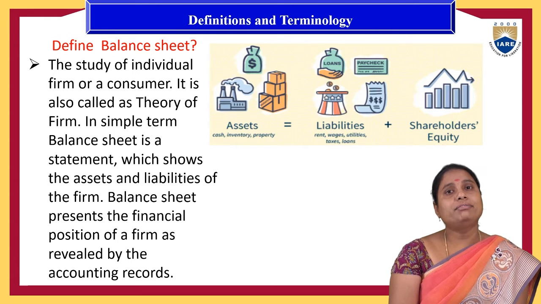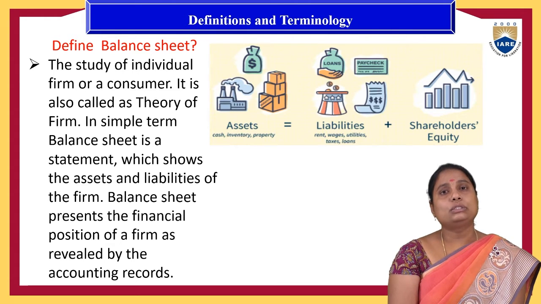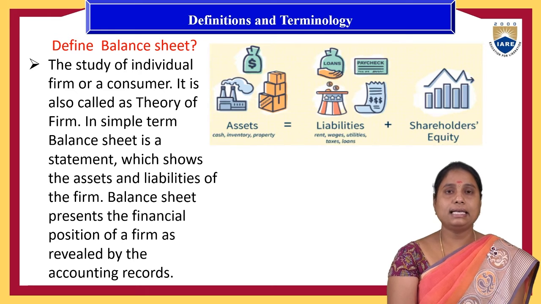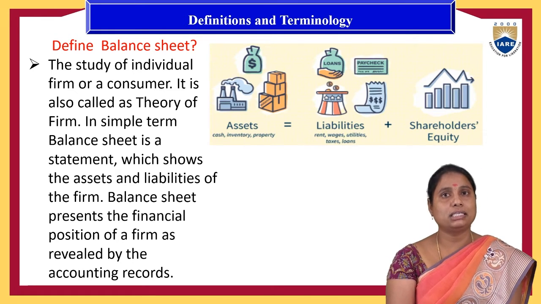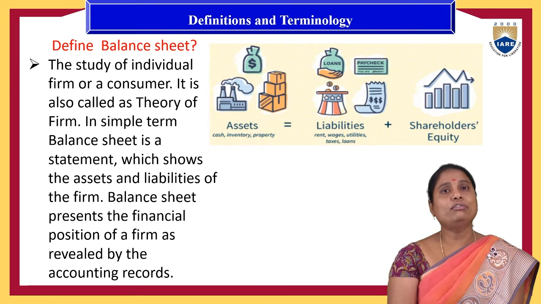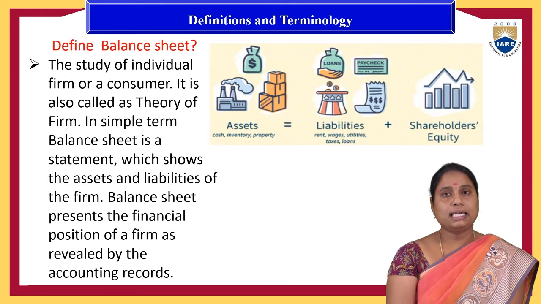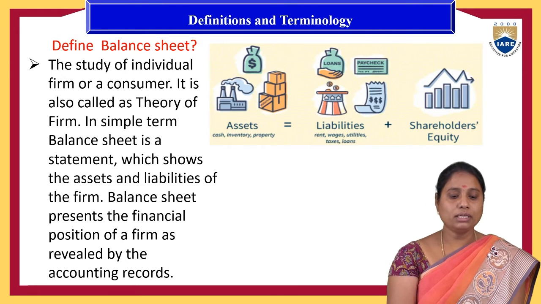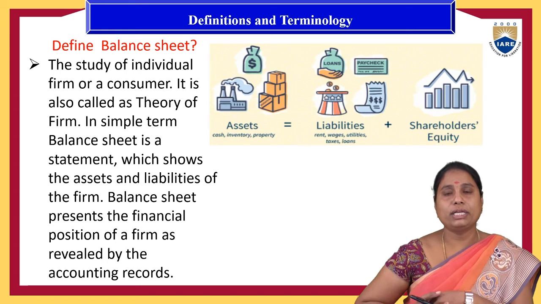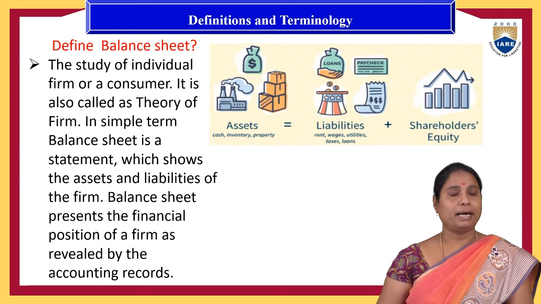So finally, they are all seeing the total assets and the liabilities position of the organization, then it is defined as the balance sheet. That is study of the individual firms or a consumer. It is also called as a theory of firm. In simple terms, it is a statement that shows the assets and liabilities of the firm in an overall accounting period, called as the balance sheet.